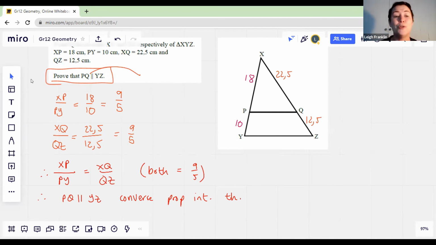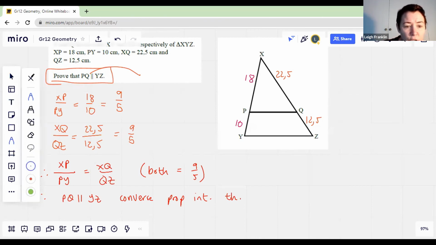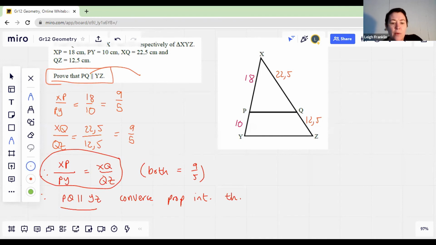So this is how we do it. We do it as two separate sums. We work out the ratio of XP over PY. We work out the ratio of XQ over QZ. Bob's your uncle. They're both equal to the same thing. Everybody's happy. We write our proportion. You must make this conclusion. You've done the first calculation and the second calculation, and you must draw this conclusion over here. This is very important, because this is what proves it. And then you can deduce that the lines are parallel, and the reason.